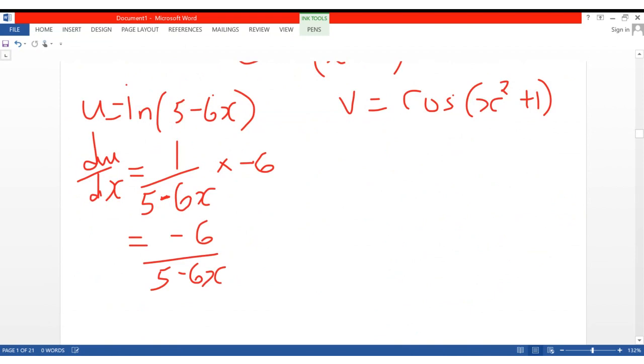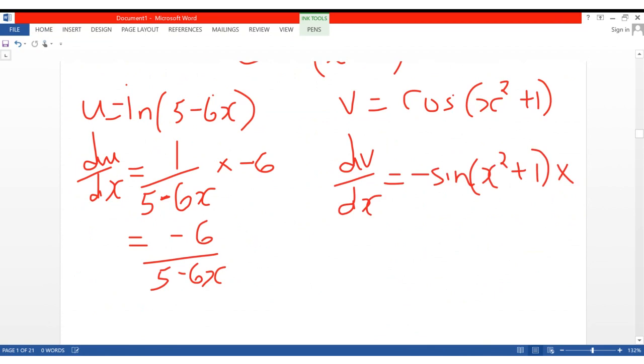Let me do this one, dv dx. To differentiate cos, you get negative sine, the same function, x squared plus 1. But you come inside the function, and you differentiate x squared plus 1, you remain with 2x. So here the final answer will be negative 2x sine(x squared plus 1).